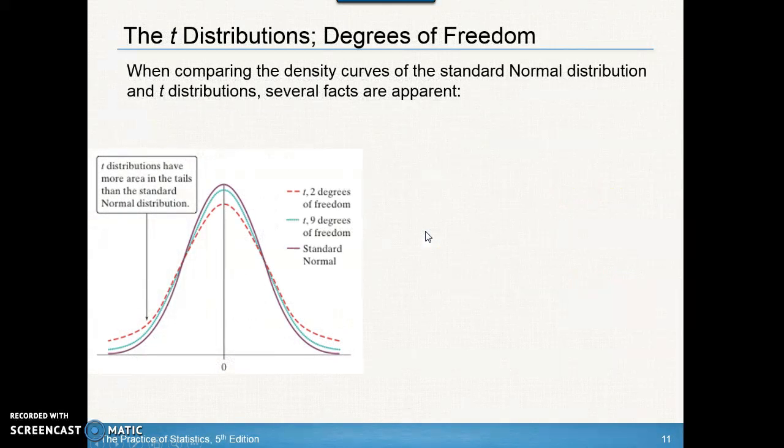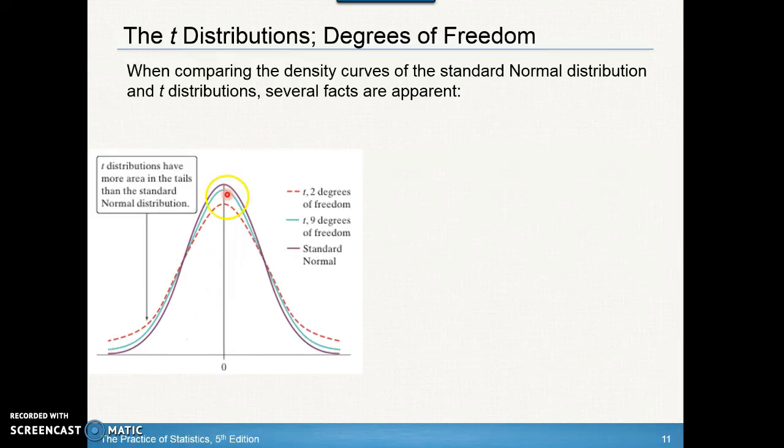And we'll go over what that looks like. So we're going to compare the density curve of the standard normal curve and the t-distributions just to see what they look like. All right, so take a look at this purple curve right here. This is your standard normal distribution. Now notice the red curve is my t-distribution with 2 degrees of freedom. That means each of the samples in the sampling distribution were size 3.